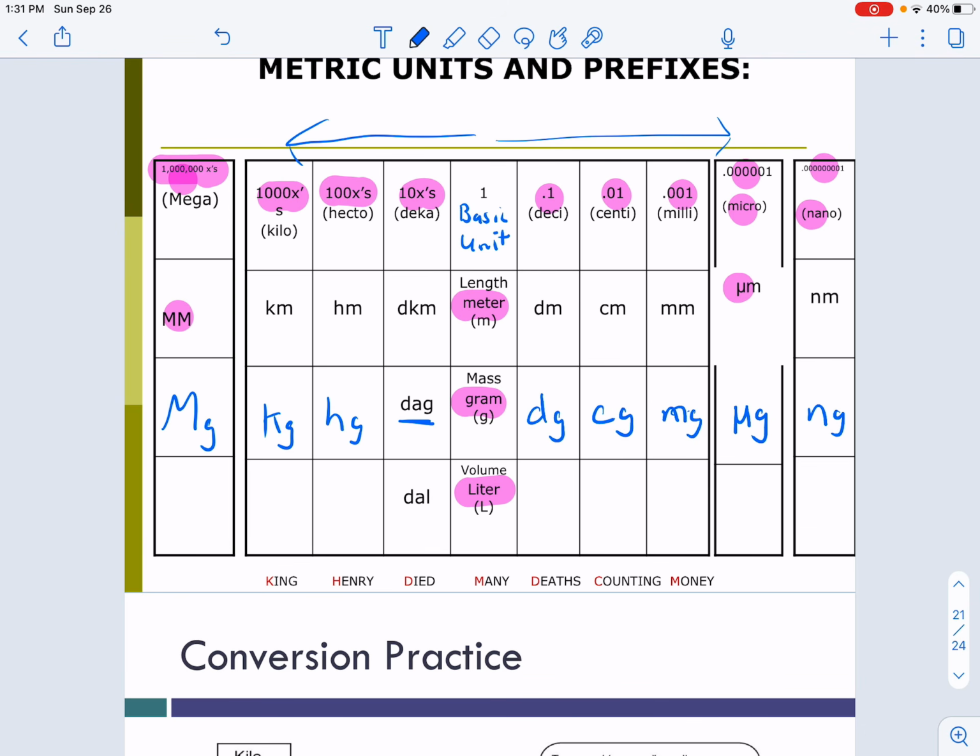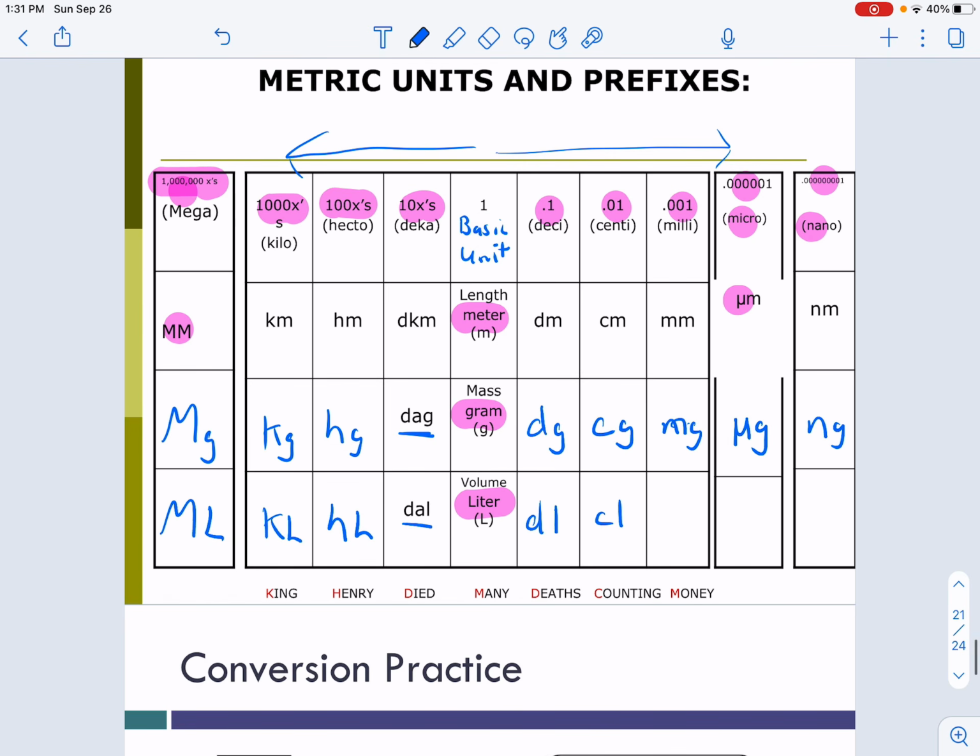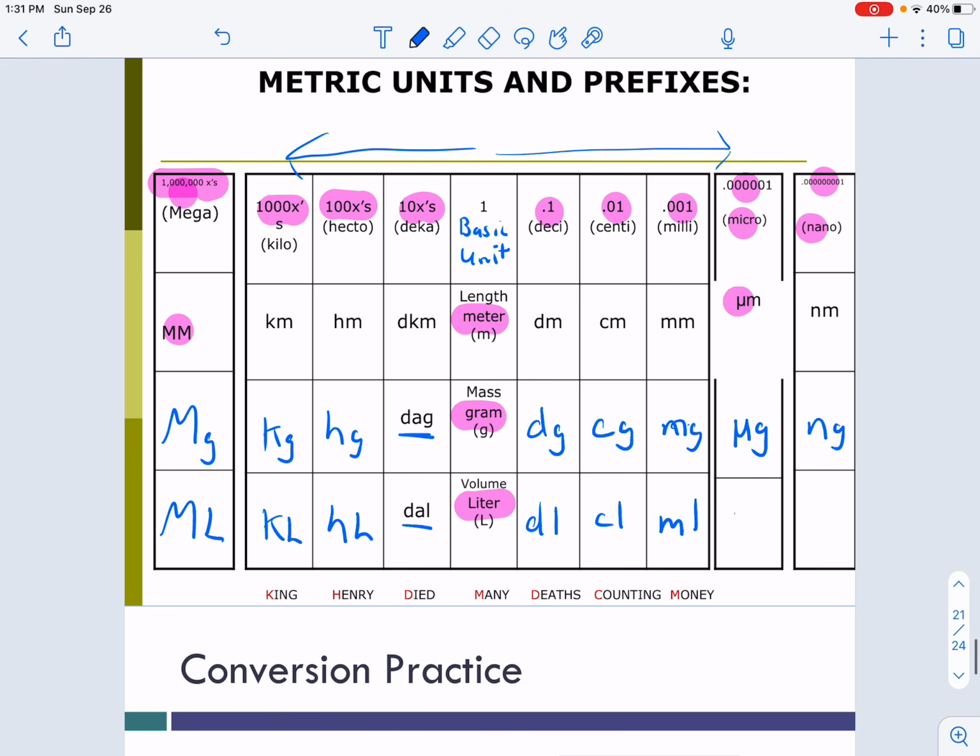We also have the prefixes for liter, which would be a megaliter, a kiloliter, a hectoliter, decaliter is DAL, deciliter, centiliter, milliliter, which is the one we use most often, a microliter, and a nanoliter, which is very rarely used.